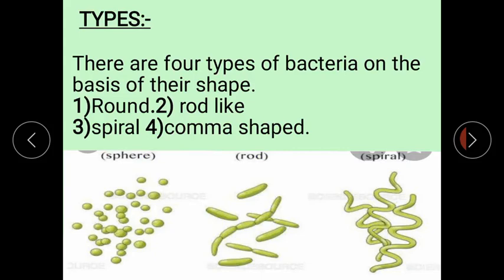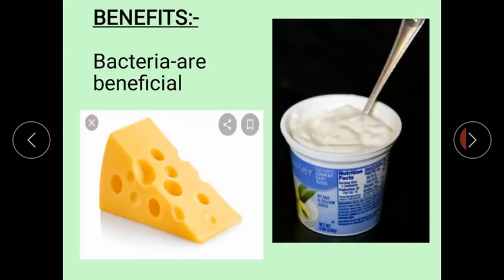Now we will discuss the types of bacteria. There are 4 types of bacteria on the basis of their shape: round, rod-like, spiral and comma shape. Look at this picture. These are round bacteria, these are rod-like and these are spiral shaped. Clear?